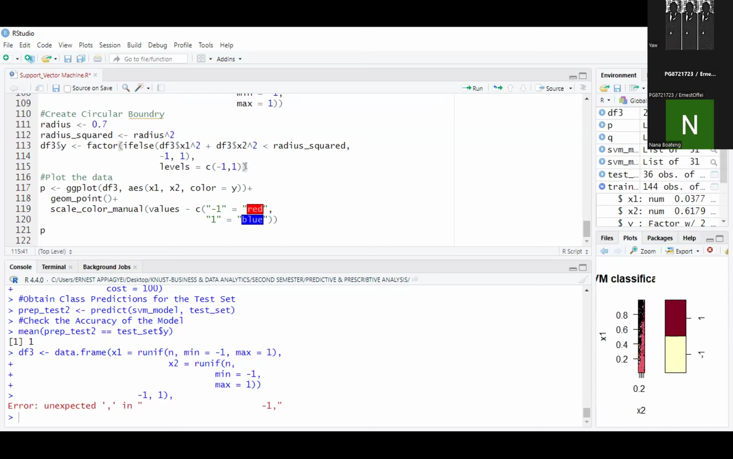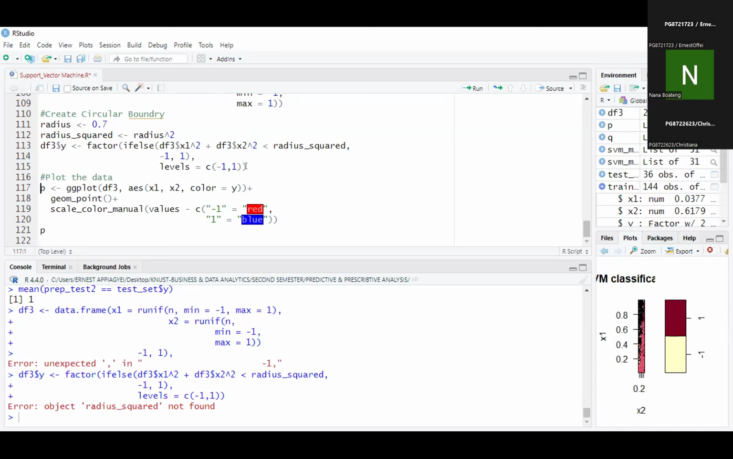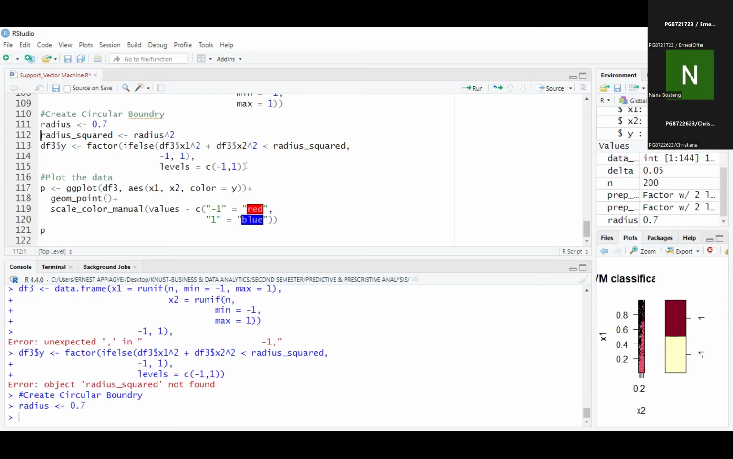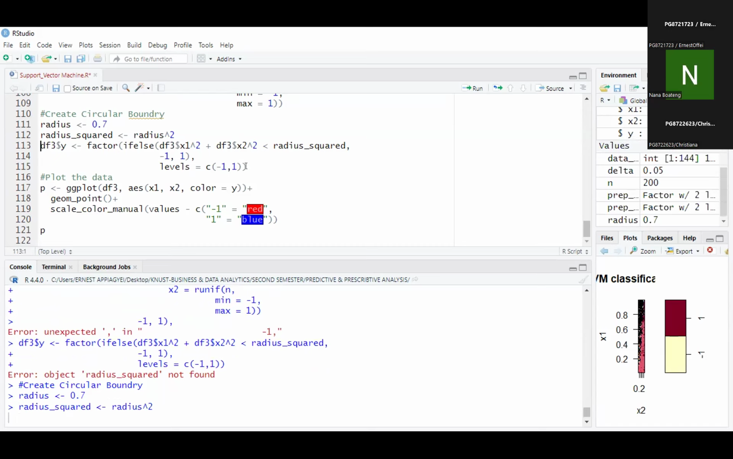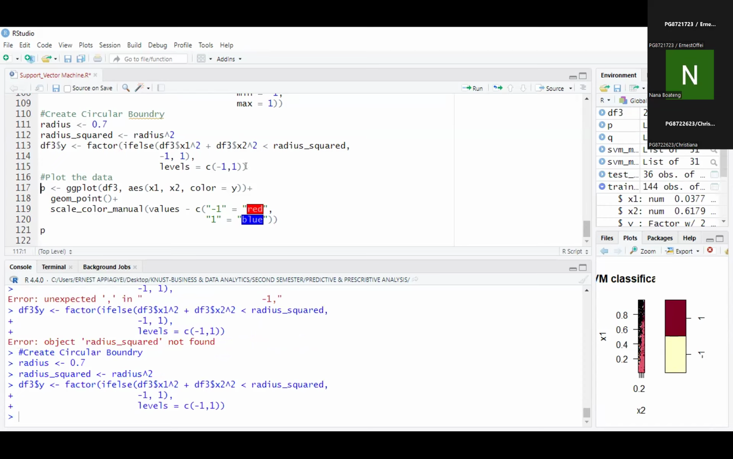Let me see. Run 113. Okay, so first of all, run 111. Let's see. Okay. Run this one too. Okay, so run 113. Yeah. And then wait.